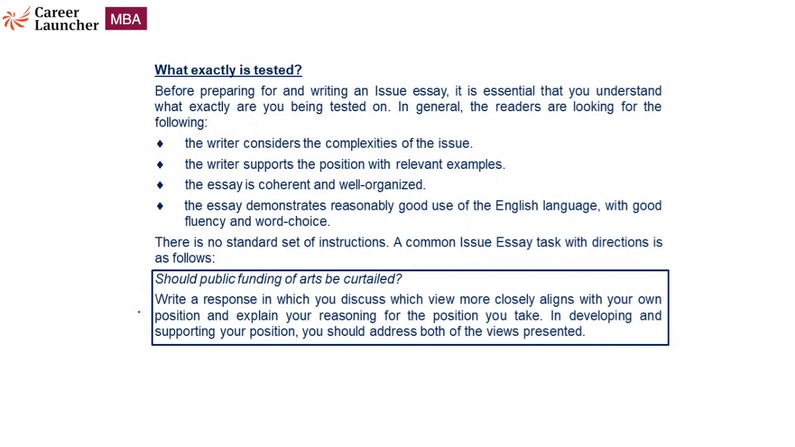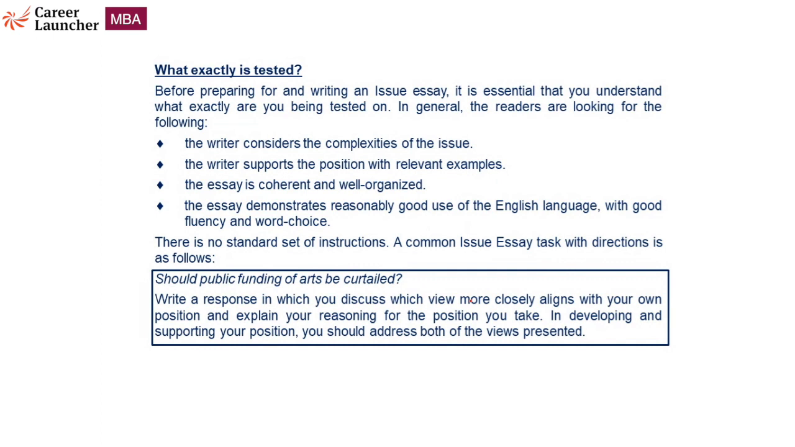And then you will have a certain set of instructions. For example, write a response in which you discuss which view more closely aligns with your own position and explain your reasoning for the position you take. In developing and supporting your position, you should address both of the views presented. So most of the times, this is what your task is going to look like.